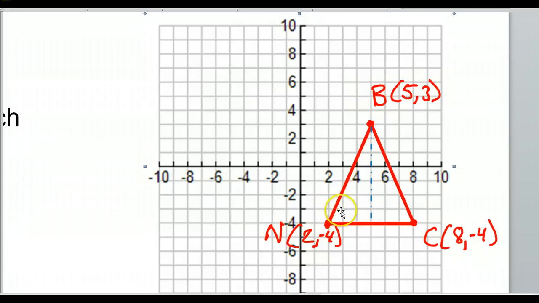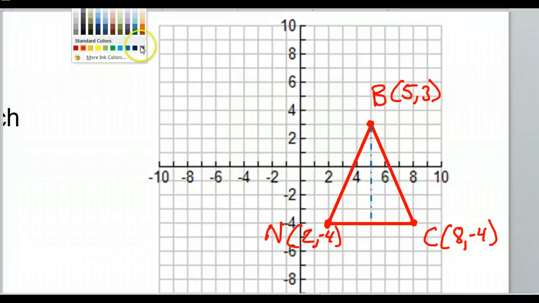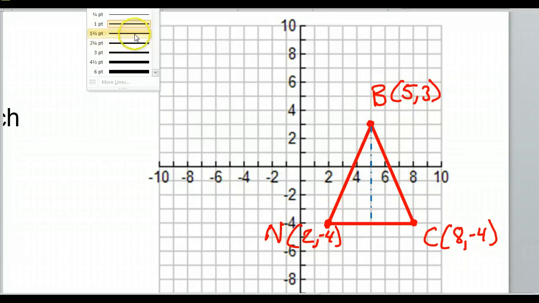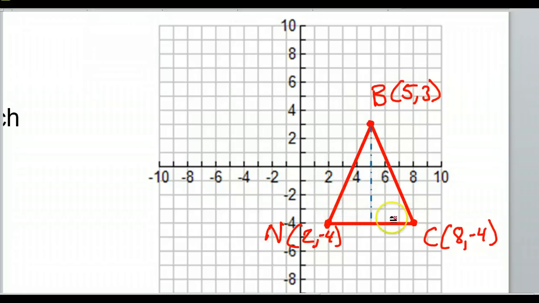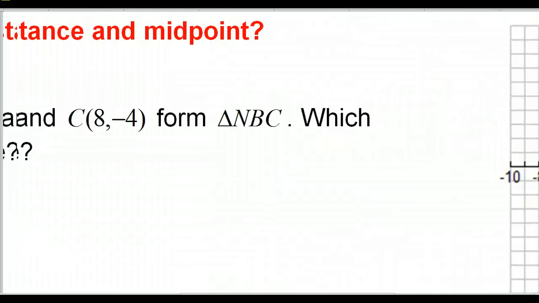Okay, so because it's isosceles, that means I've got these two angles are congruent. This is what I mean. Let's go green, maybe. Make it a little bigger. So these would be the base angles of this isosceles triangle. So that means this angle and this angle are the same. Okay, so let's see what we've got. So we know that these two angles are equal. N and C are equal.